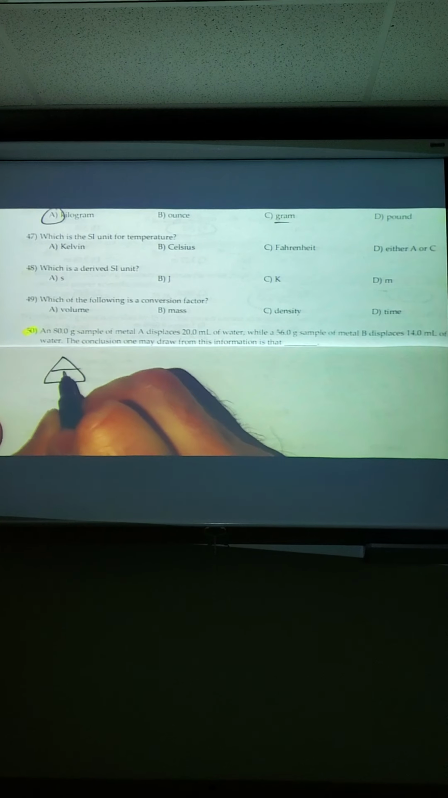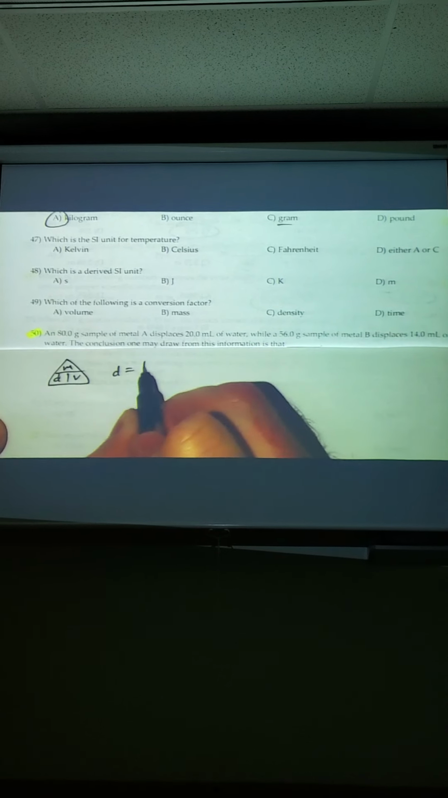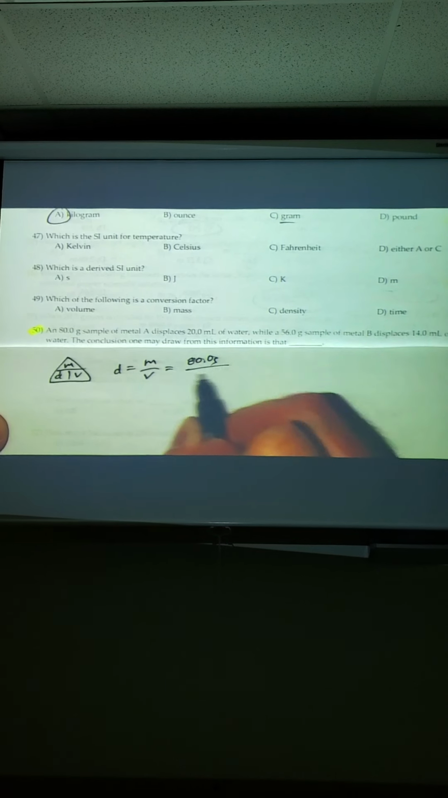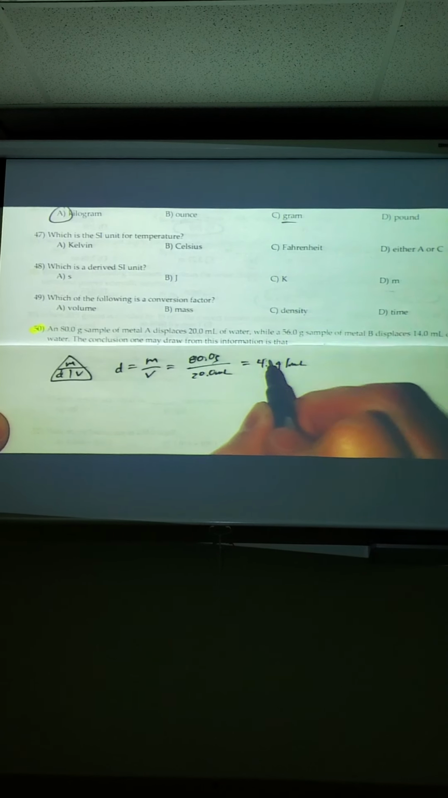Number 50 is two density problems comparing each other. Remember, density is a triangle. Density is mass divided by volume, so D equals M over V. For this first one, we have 80 grams divided by 20 milliliters. 80 divided by 20 is 4 grams per milliliter. It's probably 3 sig figs.